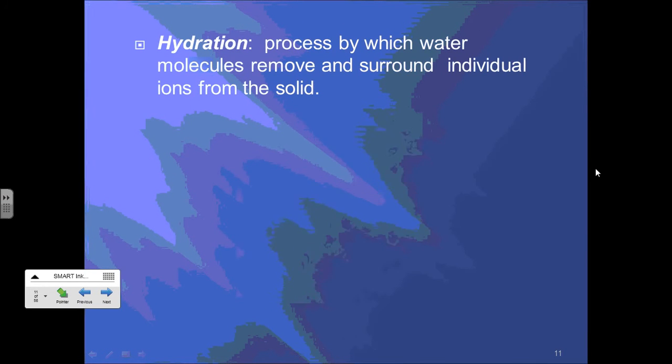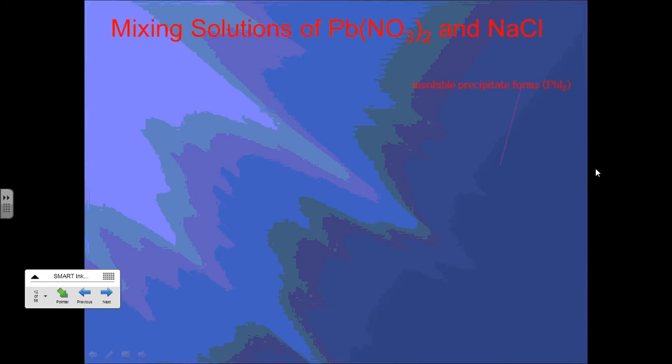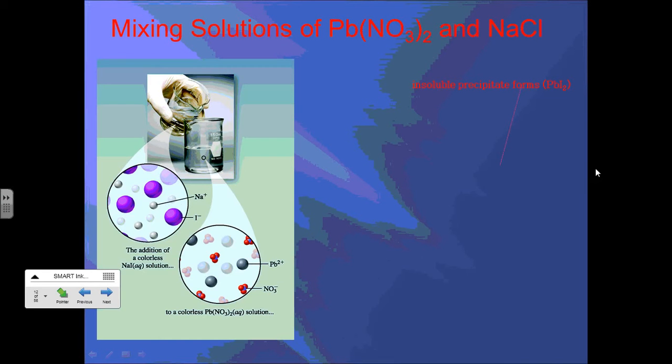Hydration. Now, this is an interesting process by which water molecules remove and surround individual ions from the solid. So it gets around the ions, surrounds them, and they're dispersed and allowed to move around, or dissolved rather. Now, as I highlighted before, we were talking about the idea of insolubility.